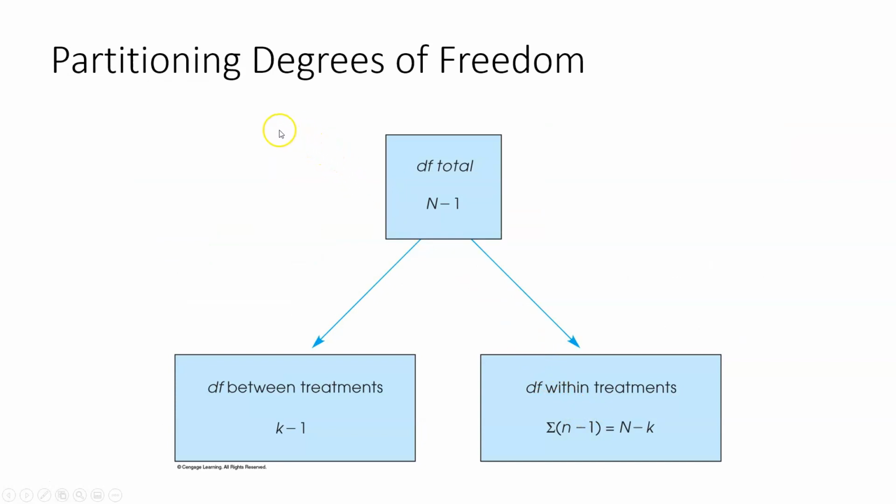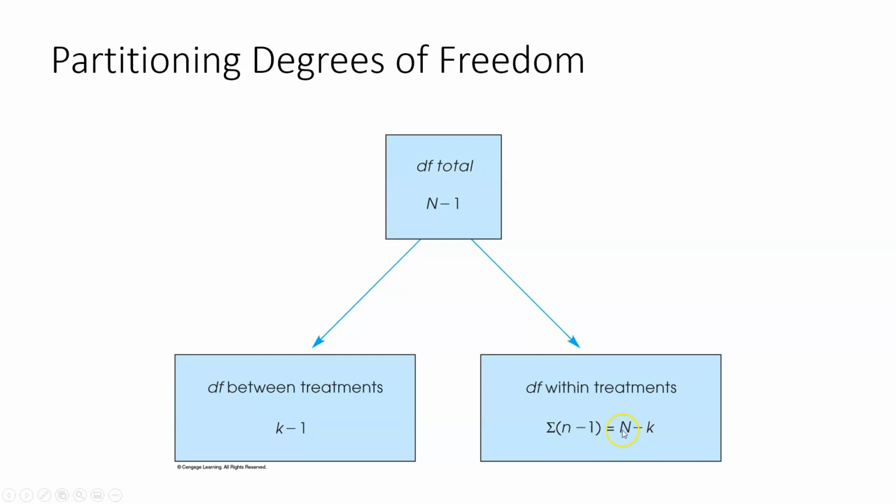Alright, the next thing that we need to do is partition the degrees of freedom. You take the degrees of freedom total by computing big N minus 1. The degrees of freedom between treatments are k minus 1, the number of conditions minus 1. And the degrees of freedom within treatments is the sum of the n for each group minus 1.